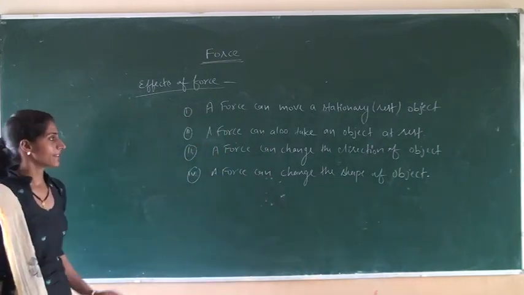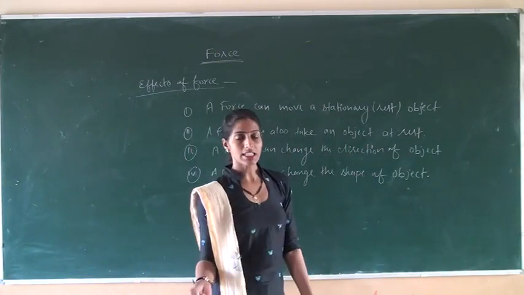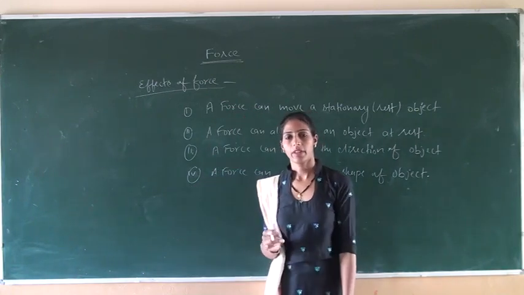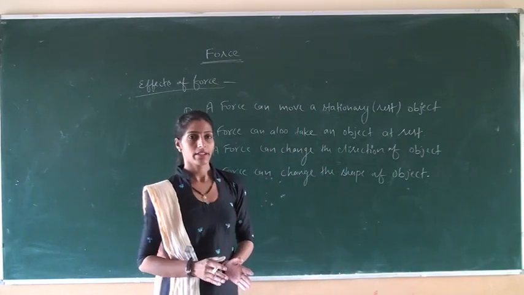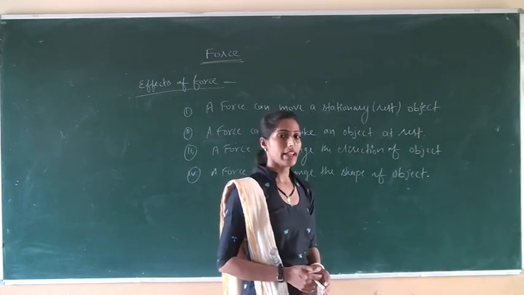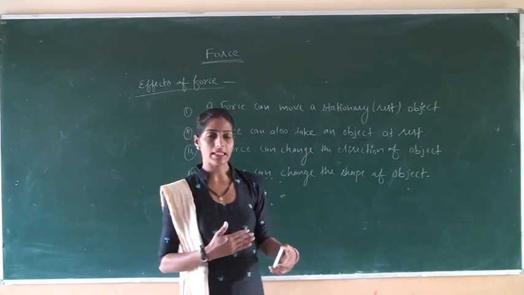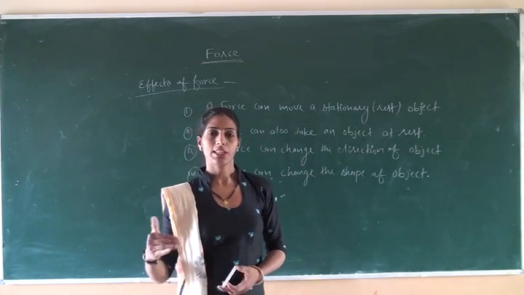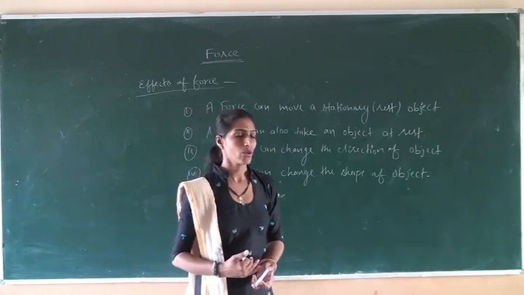Okay? After that, second, a force can also take an object to rest. Means, firstly, the object is in moving position, and by applying force, this position changes, and after some time it will come to a rest. For example, when our friend is riding a bicycle and we pull the bicycle in the opposite direction, then first the bicycle will slow down and after some time it will stop by applying our force.